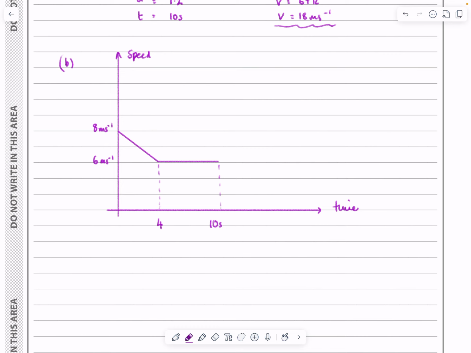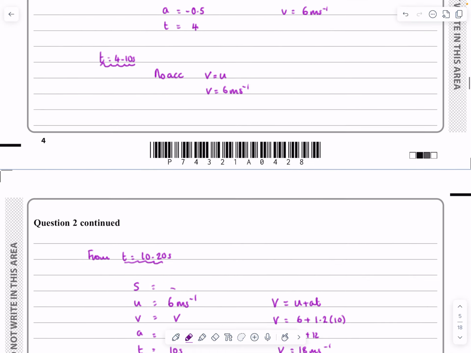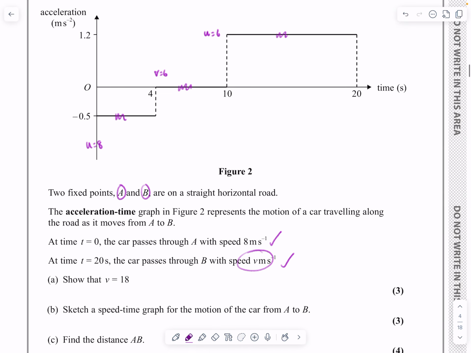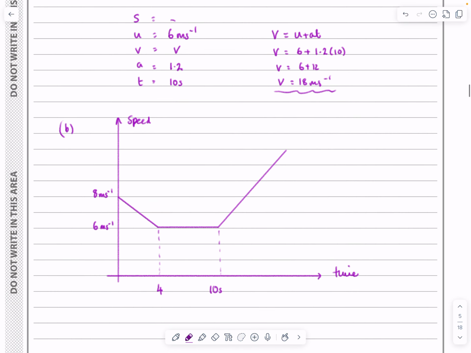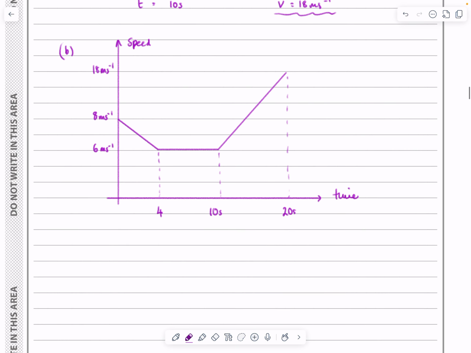Then we had it just staying at a constant speed between 4 and 10 seconds. And then we know it's accelerating, and we know it's accelerating at a steeper angle. Obviously, 1.2 is the acceleration, and the deceleration was minus 0.5. It doesn't need to be perfect, but make sure you've got some of those key things in there. We know that's 20 seconds there, and it goes up to 18 meters per second. As long as we've got all those 3 different parts relatively accurately drawn, that's good enough for the speed time graph.